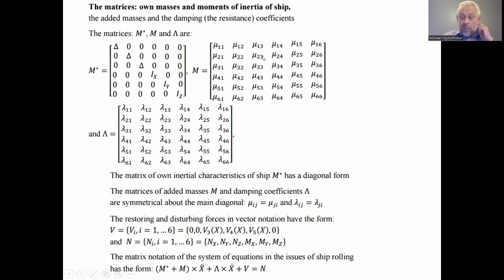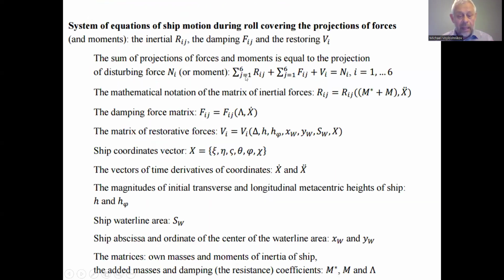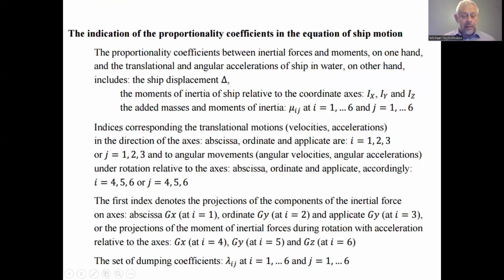So this is a more general approach. It could be subject to some simplification. The indices corresponding to the translational motions, velocities, and accelerations in the direction of the axes abscissa, ordinata, applicata are 1, 2, 3, and the two angular moments, angular velocities, angular accelerations under rotation relative to the axes abscissa, ordinata, applicata, are accordingly 4, 5, 6, or j equal to 4, 5, 6.